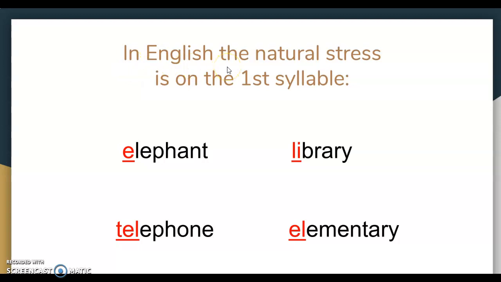Starting with English, the natural stress on English words is on the first syllable. So we say elephant, library, telephone, elementary. So we stress the first syllable naturally. We don't say elephant or library. So you get the point.